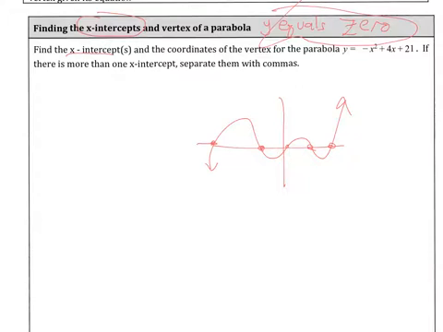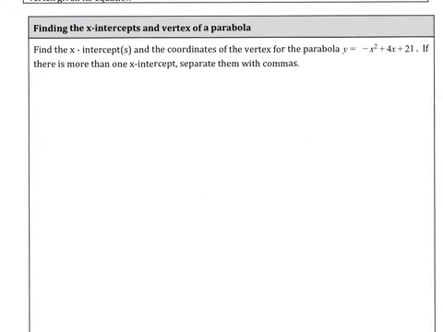So to use that to help us, we're going to take this equation that we want to find the x-intercepts for, and we're going to set y equal to 0, and then it's going to look very familiar. So now we have 0 equals negative x squared plus 4x plus 21, and I want to solve this equation. And like I said, all I've done is replace the y with a 0.